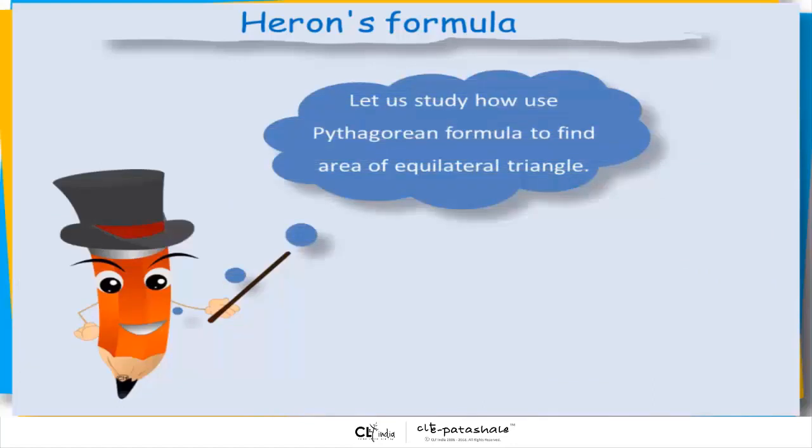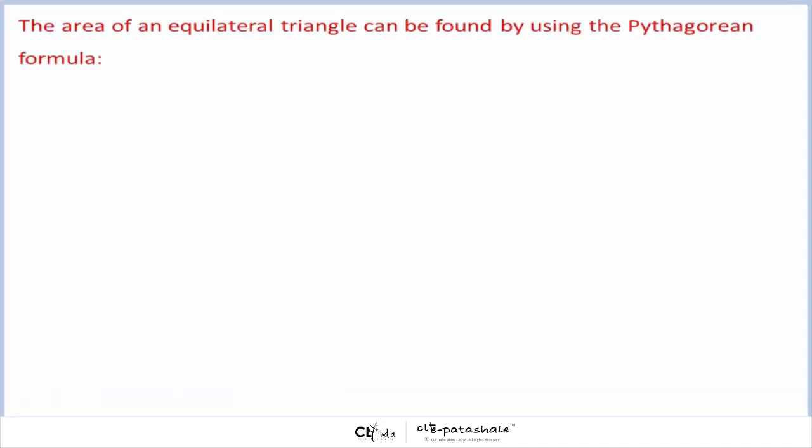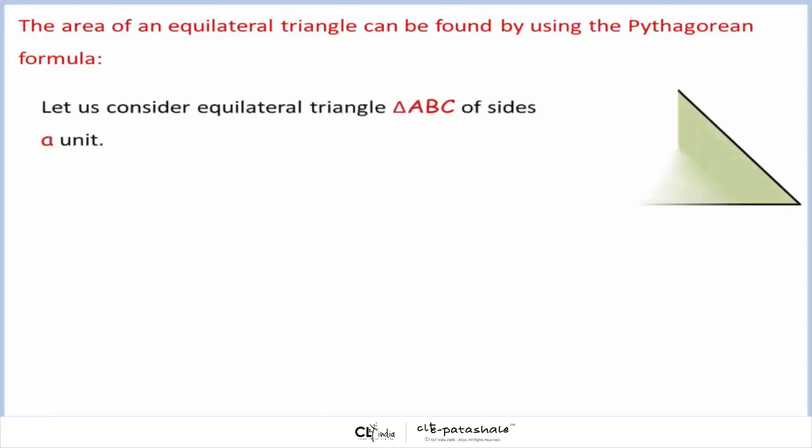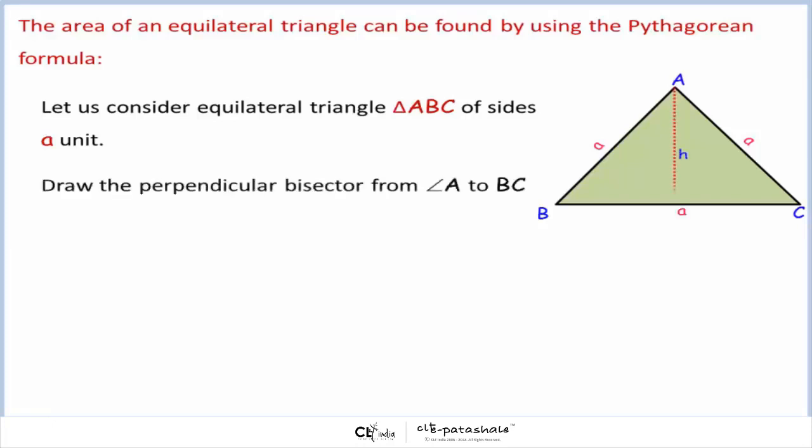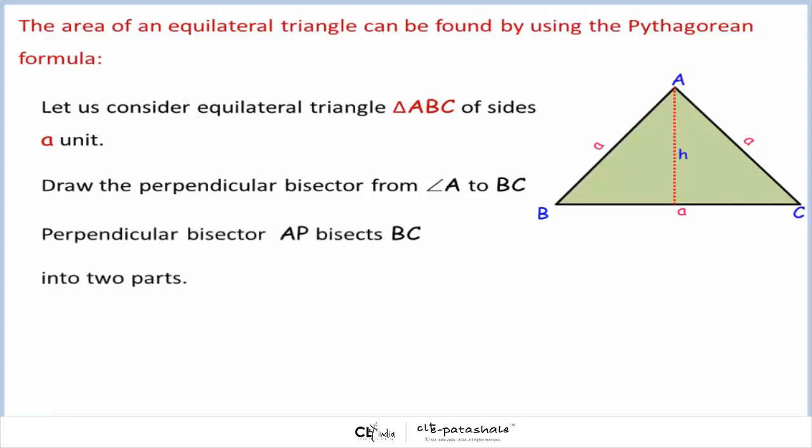Let us study how we use Pythagorean formula to find area of an equilateral triangle. The area of an equilateral triangle can be found by using the Pythagorean formula. Let us consider equilateral triangle ABC of sides A unit. Draw the perpendicular bisector from angle A to BC. Perpendicular bisector AP bisects BC into two parts. BP is equal to PC is equal to A by 2.